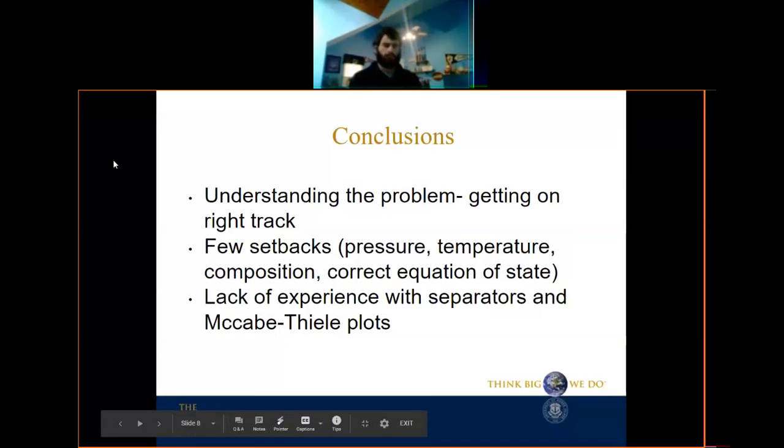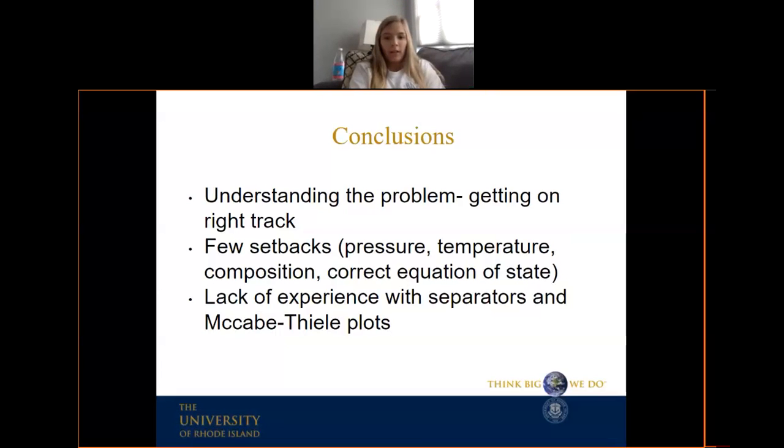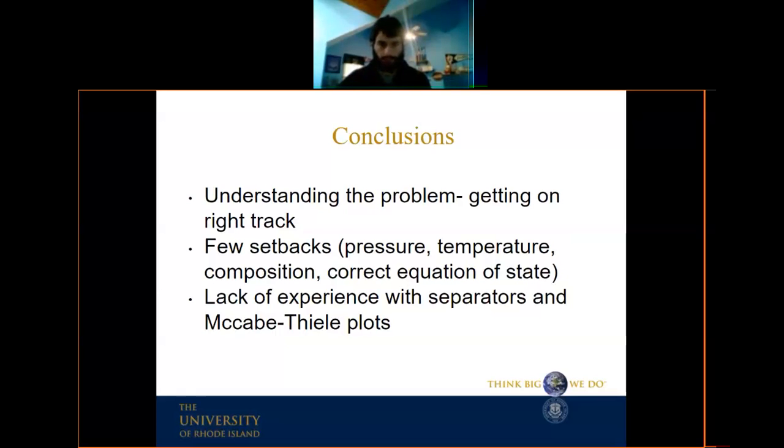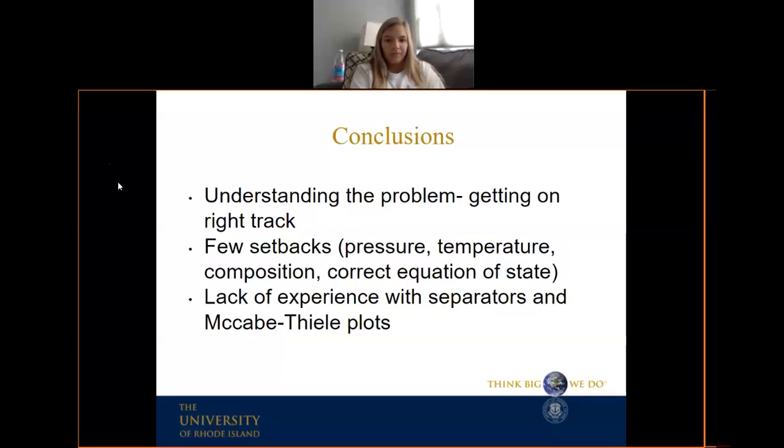So for conclusions, we had a few hiccups with understanding the problem and making sure we were able to look at what was being asked to lead us to the right track. Few setbacks, like we said: the pressure, testing that out, the temperature, the composition, correct equation of state, all things to play around with on Aspen and make sure they all made sense and would help us out in the long run. And then our lack of experience with separators during another class was another setback, but once we got to the right track, we were able to move forward and be prepared for what's next.